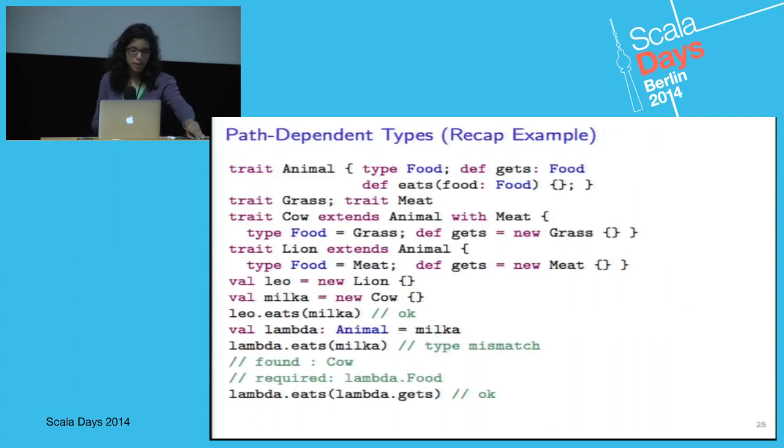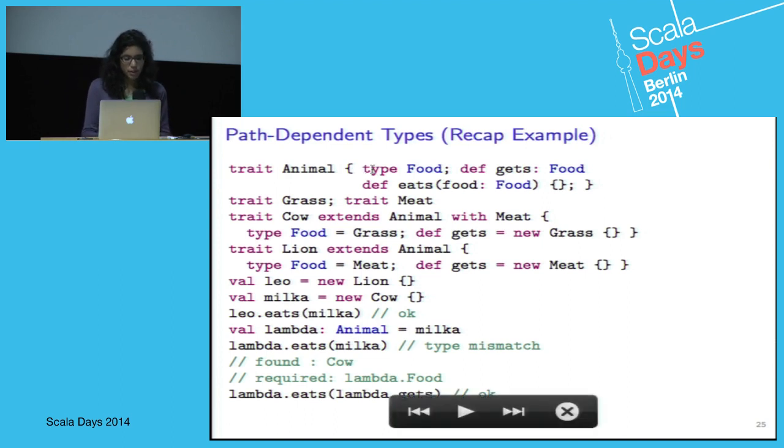Okay, so just to recap, I wanted to go through one example that shows all the features of path-dependent types and also some of the issues that can happen. All right, so here we have a trait Animal which has an abstract type member Food, and this method gets, which returns Food, and this method eats, which takes Food. Since Food is returned in gets, it's in a covariant position, and for eats, it's in a contravariant position. And then we have Grass and Meat, and Cow is an animal which eats Grass, and Lion is an animal which eats Meat. And incidentally, for Cow, we also say that it's Meat.